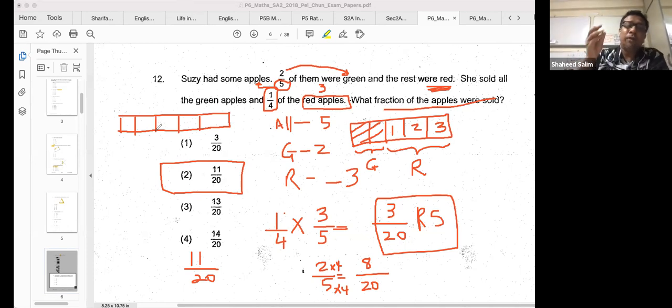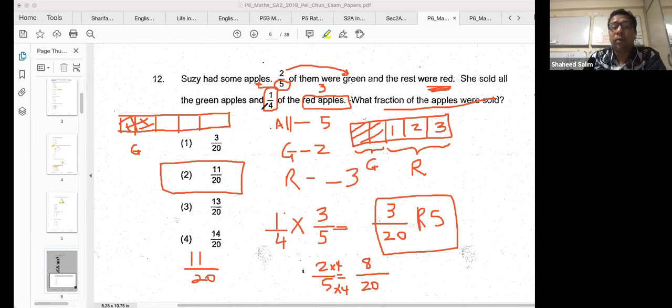Not for everyone. For people who are 12 years old and below, model problems are quite tough. And Singapore created the model problem. So now down here, let us see. 2 out of 5 parts sold. They are green apples, they are sold. The balance is red apples, but not all the red apples were sold.